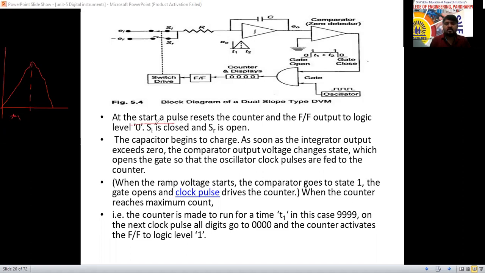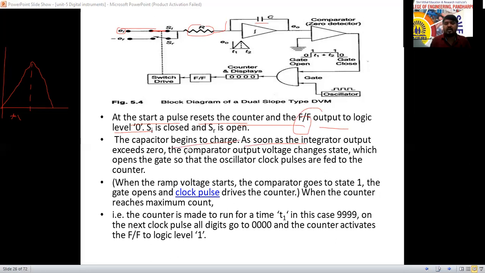At the start, it first resets the counter and the frequency by frequency outputs logic to 0 level here. At the start, we have set this one to 0 and this counter also we have set to 0. When S1 is closed here, because of the switch drive, the reference voltage switch is open here. So when S1 is closed, the input voltage is applied here. The resistance is there, and some current EI by R will flow, and the capacitor begins to charge here now.